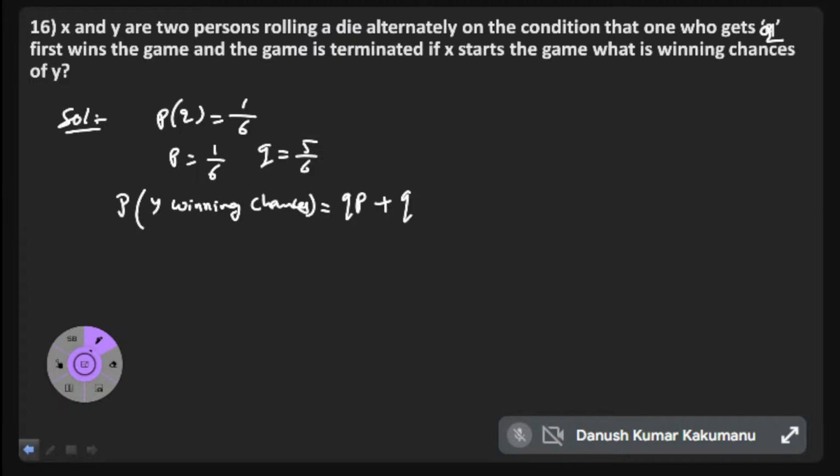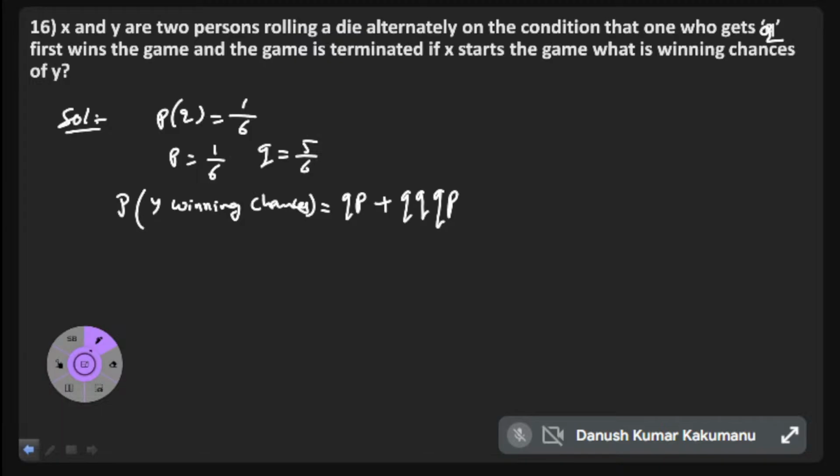Alternately, they are throwing a die. You tell me, if this fellow also fails getting the 2, who will get the opportunity? X. X, he should lose the game. Then only the opportunity will go to whom? Y. This is the second way of Y winning.